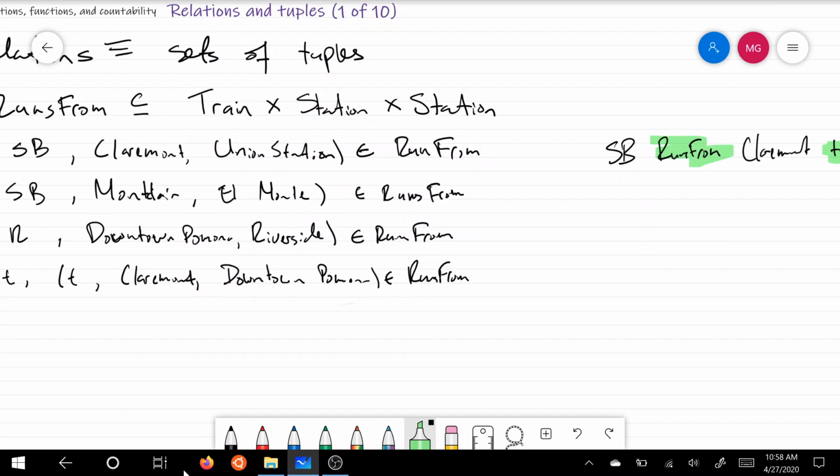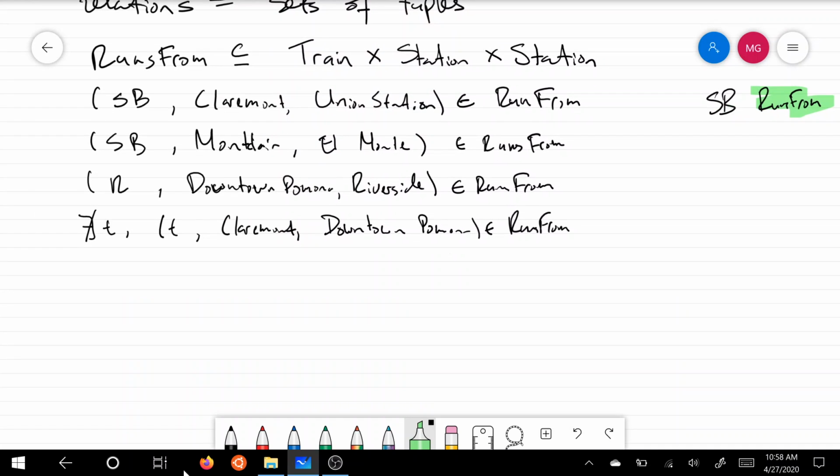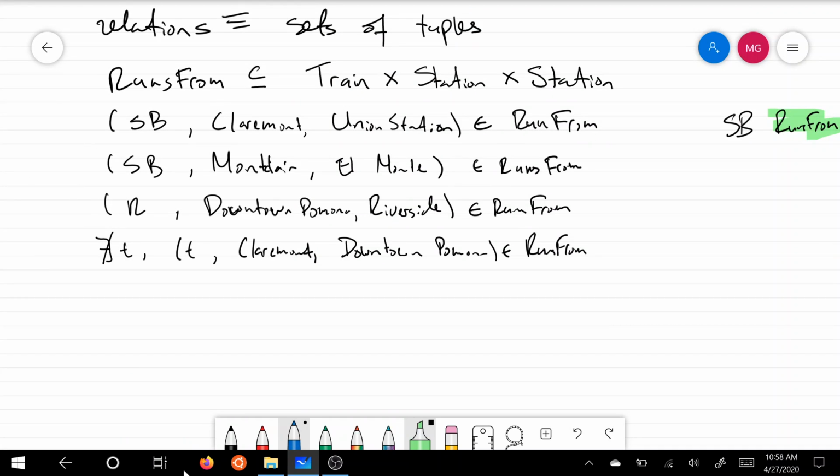So when you define a relation, you want to sort of set up what you mean by that. Okay, so this was example 1. Let's look at another example.